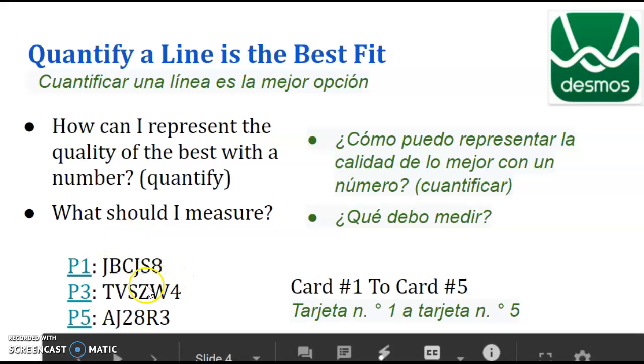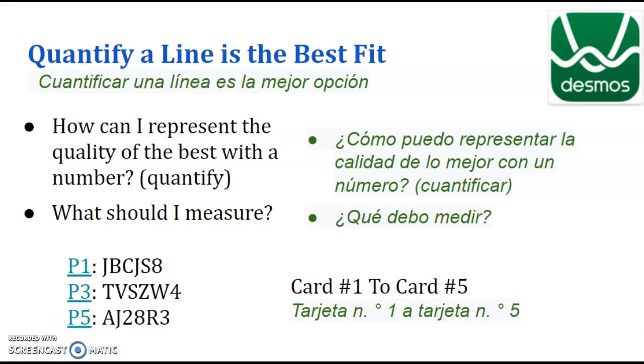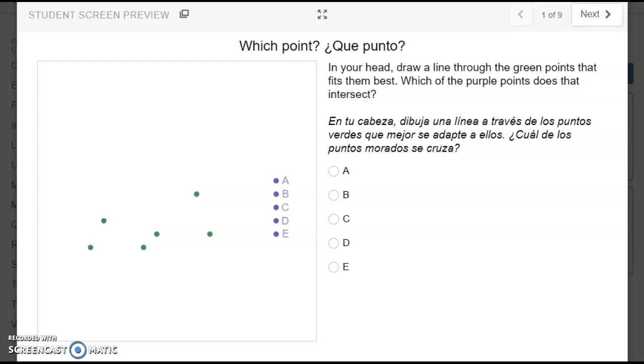So to explore that, we are going to be working on Desmos cards number 1 to 5. So please pause the video and try cards number 1 to 5 right now. So this is the first card of Desmos. Okay, so in your head, draw a line through the green points that fits them best. Which of the purple points does that intersect?